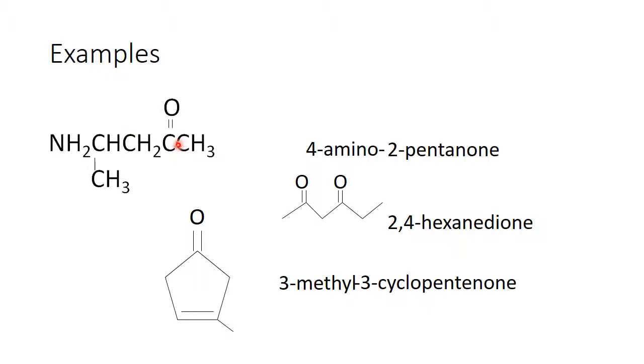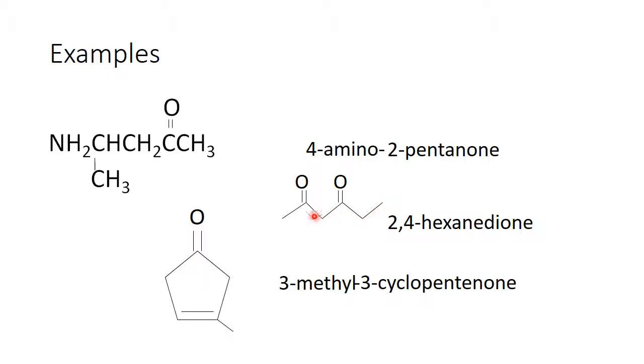Where is the amino group? Because the ketone is primary, the numbering of the amino group must be subordinate to the numbering of the ketone. So it's 2-pentanone and 4-amino. So we call this 4-amino-2-pentanone.